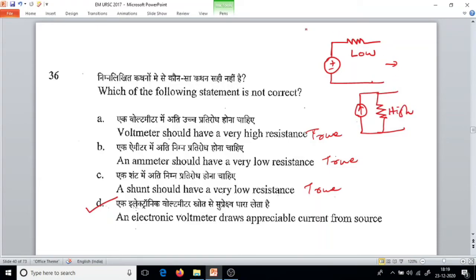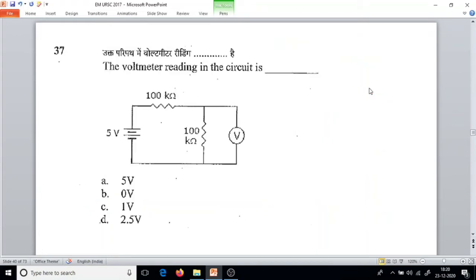These are for voltage sources. You should remember, if you can remember these, you have to just take the opposite for the voltmeter and ammeter. So somebody asks you what is the resistance of a current source, then the resistance should be very high. What is the resistance of a voltage source? Then it has to be very low.